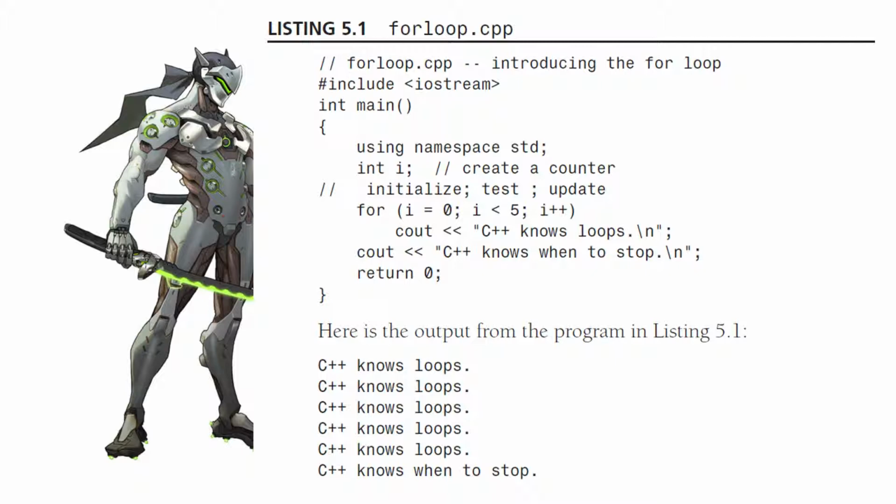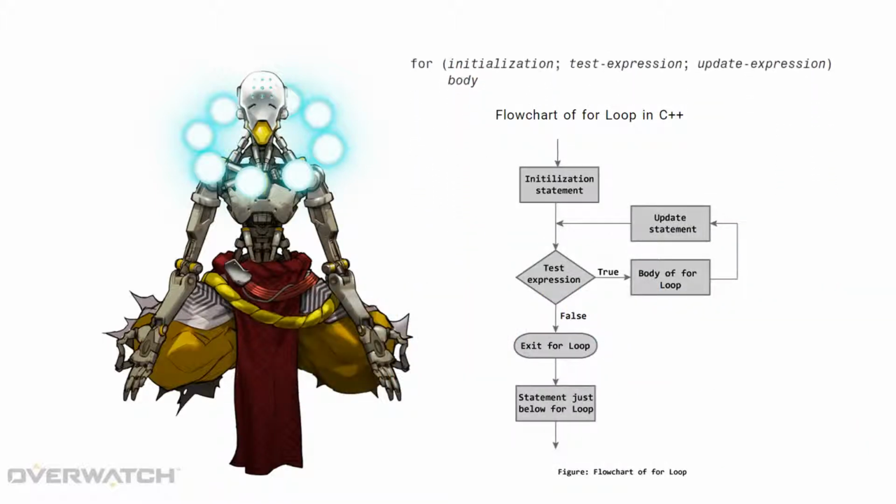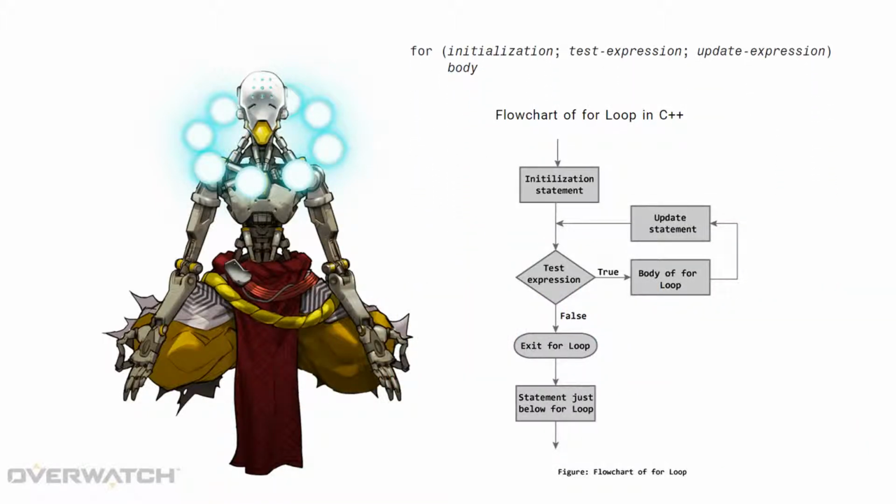That's it. All right. So initialization runs once. As long as the test expression is true, the loop will repeat. And the update gets run every single time the loop restarts. So let's go over the flow of what actually happens in a for loop. Here's a for loop, and here's the chart of what happens when you're running it.